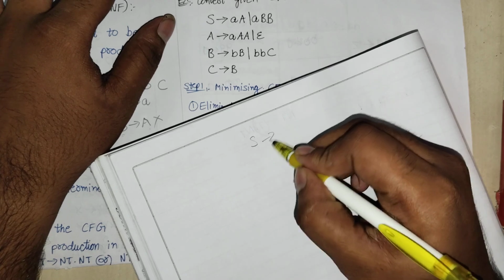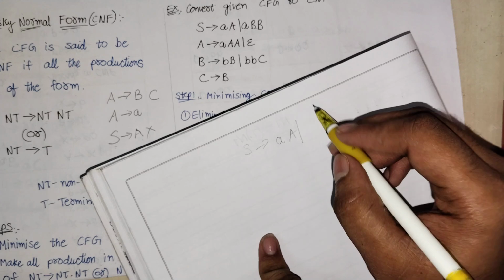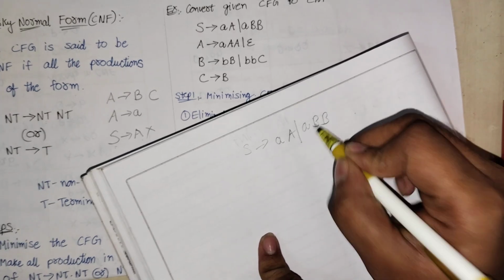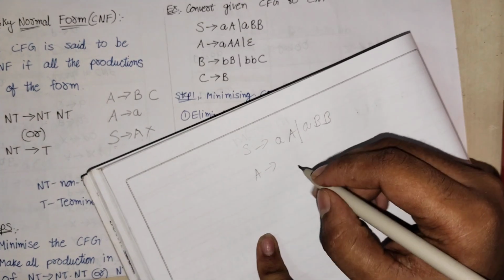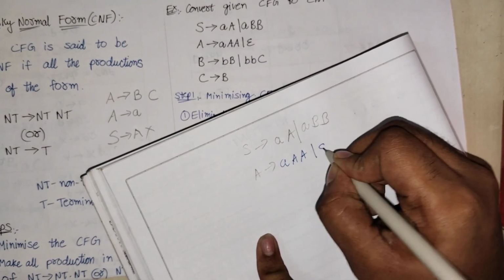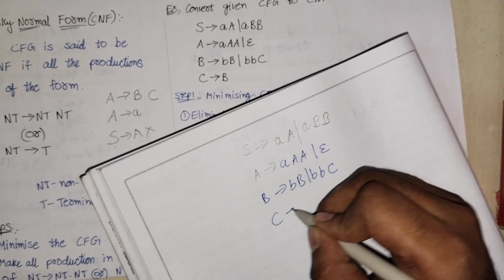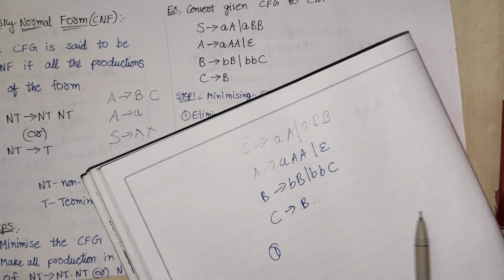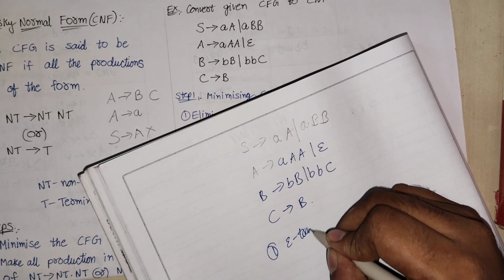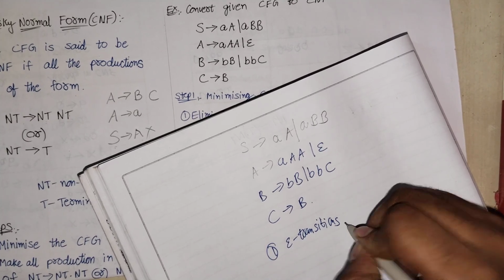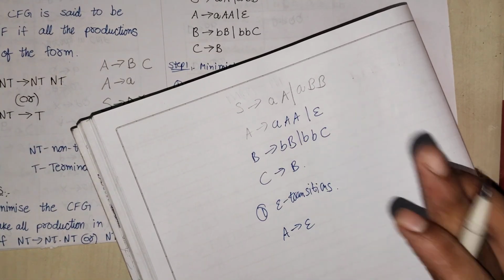The given productions are S tends to capital A capital A, S tends to capital A capital B, A tends to small a, capital A, and epsilon, B tends to capital B, small b, and C tends to capital B. So the first step is you have to eliminate epsilon transitions. What are the epsilon transitions? A tends to epsilon is the epsilon transition here, so we have to eliminate this.